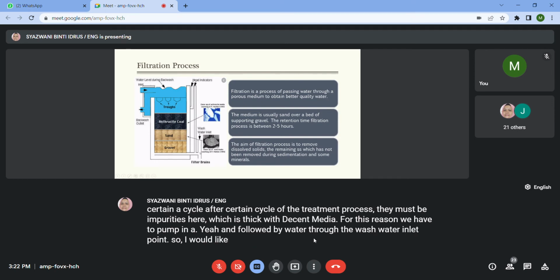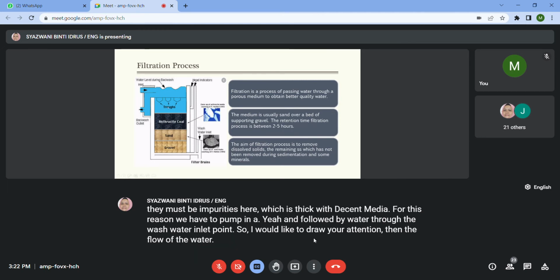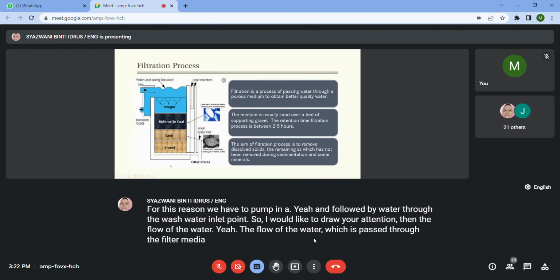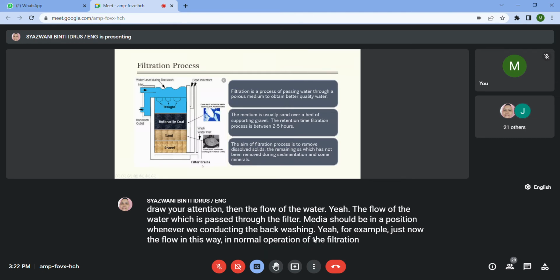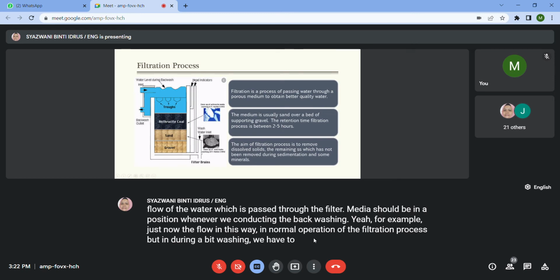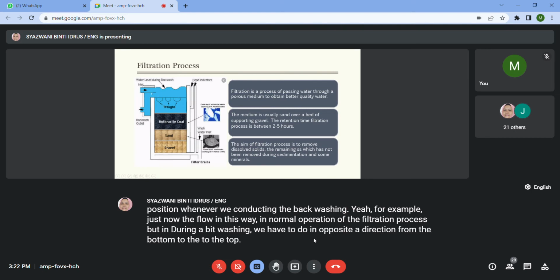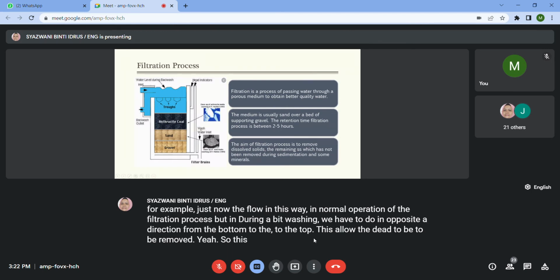So I would like to draw your attention that the flow of the water which passes through the filter media should be in the opposite direction whenever we conduct backwashing. For example, in the normal operation of the filtration process the flow goes this way, but during backwashing we have to go in the opposite direction, from the bottom to the top, to allow the dirt to be removed.